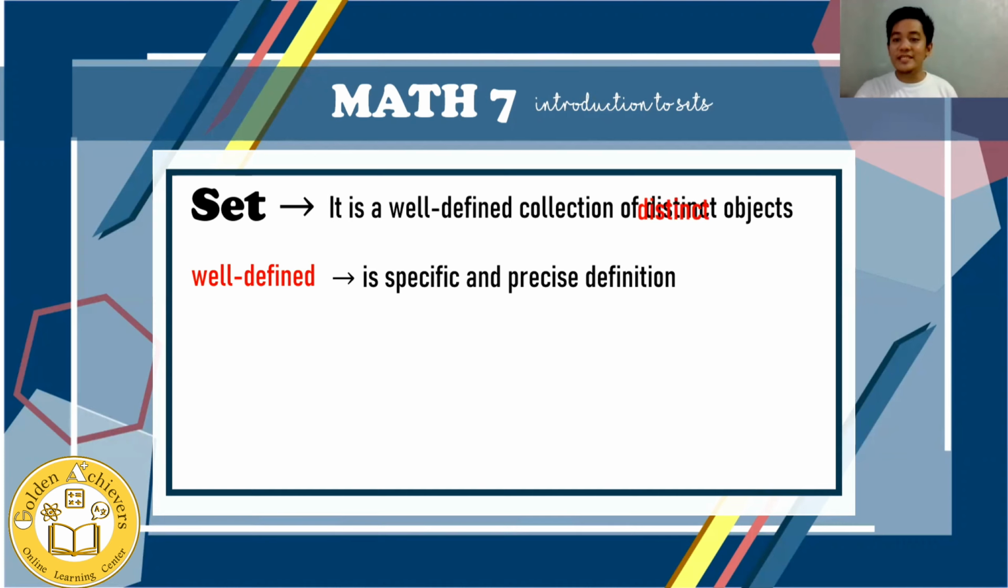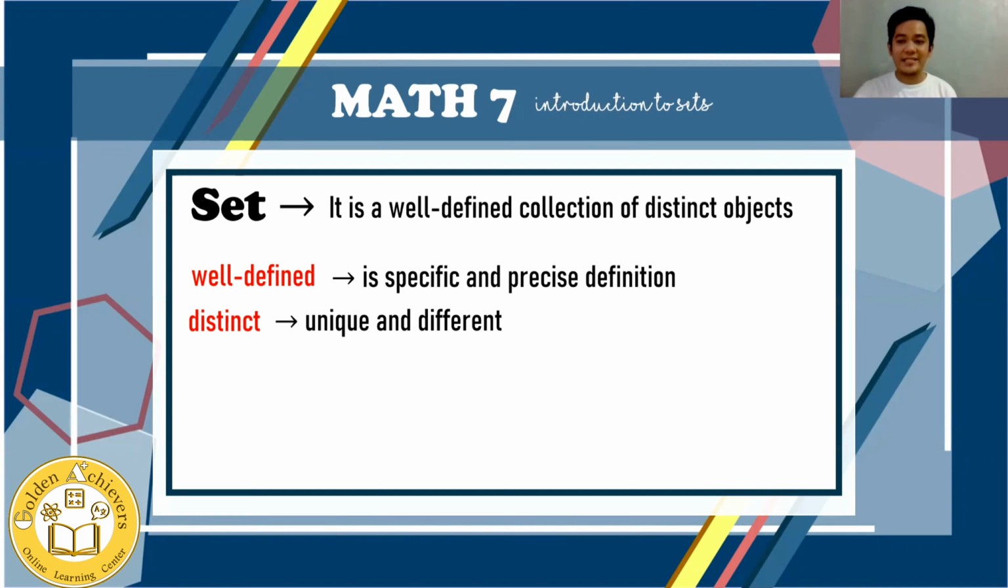The second one is distinct, meaning inside a set, the members must be unique and different from each other. There must be no identical members. They might be similar, but not completely identical. So, to conclude, a set is a well-defined collection of distinct objects, where it contains a specific definition as well as distinct or unique objects.